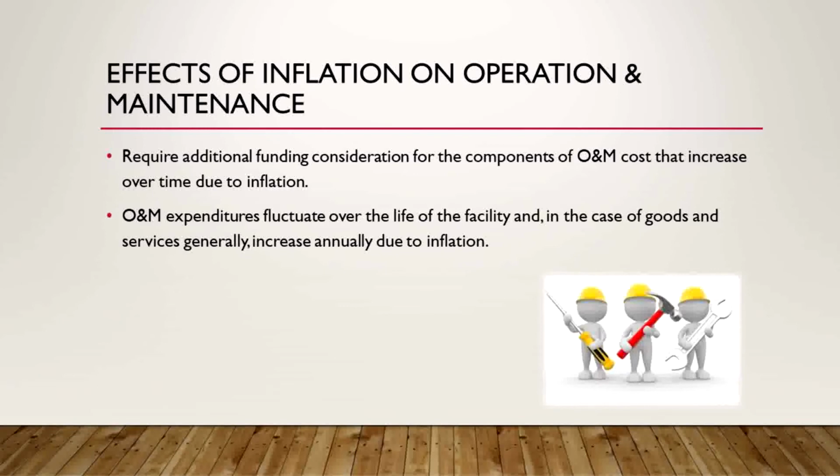O&M expenditures fluctuate over the life of the facilities and, in the case of goods and services, generally increase annually due to inflation. As the legislature considers this new process of requiring agencies and institutions to use actual facility costs for O&M in determining funding needs, the State Buildings Board requests consideration of adjusting O&M annually for inflation to be consistent with the current practice for DFCM managed facilities.